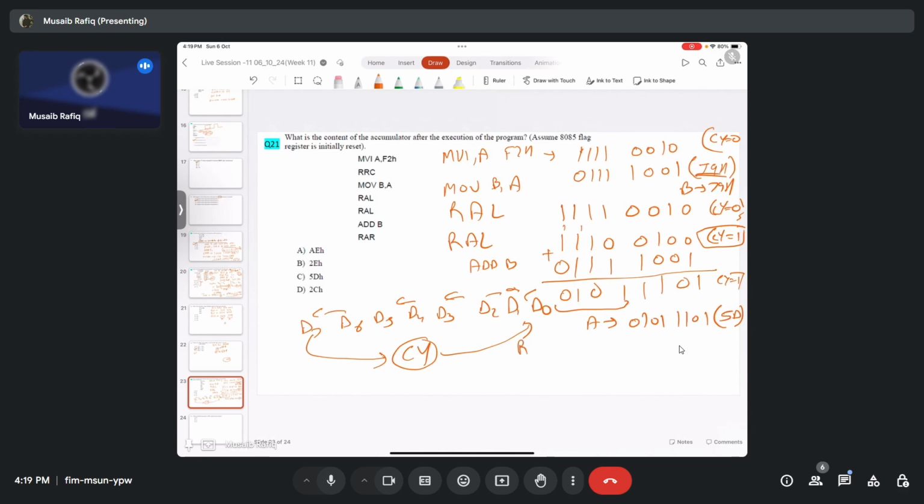And finally I have RAR. Same thing, but the operation will go right.